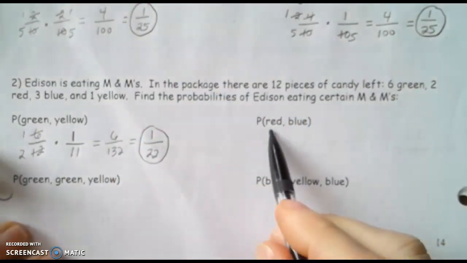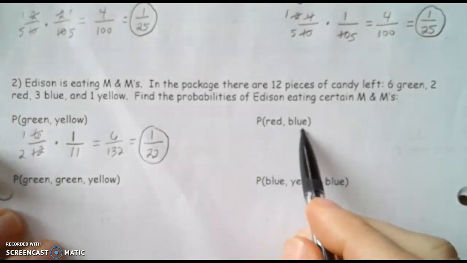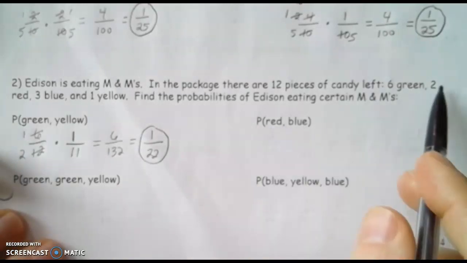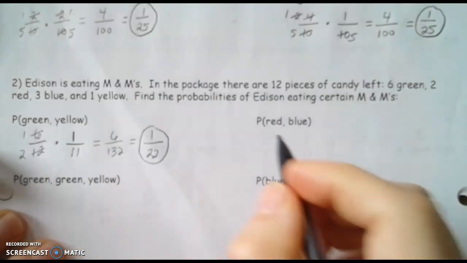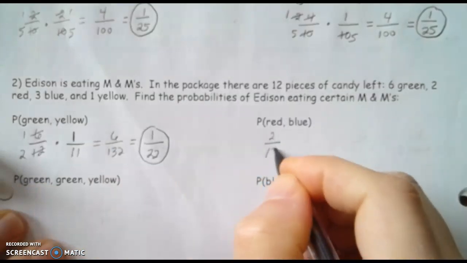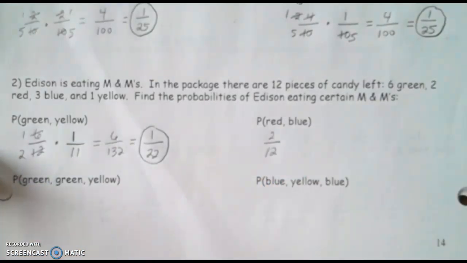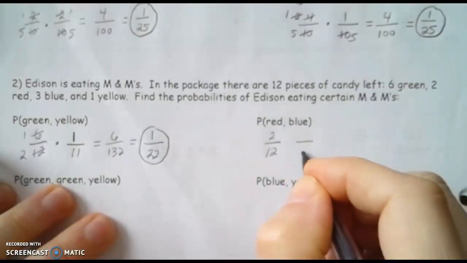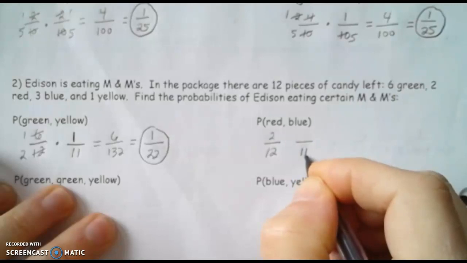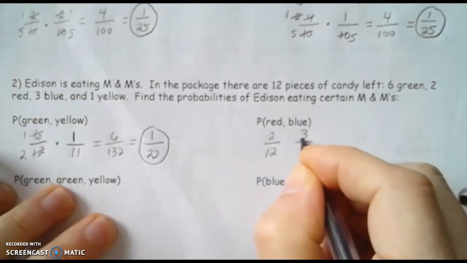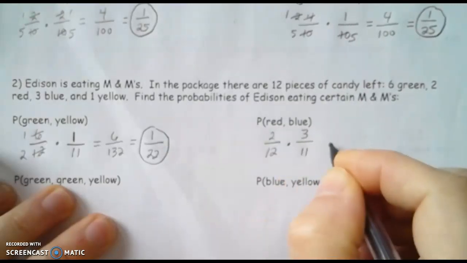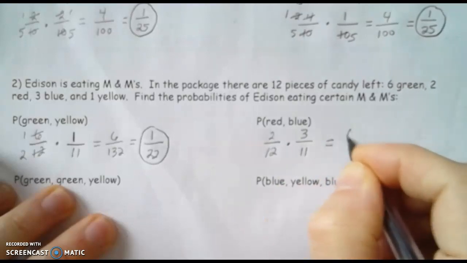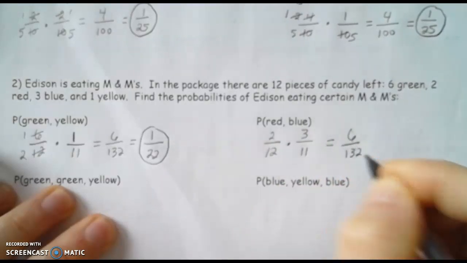If I wanted a red candy followed by a blue candy, okay, red candy first, well, that's 2 red out of the 12 pieces. So 2 out of 12 is the probability to get a red candy. And remember, we're going to eat that red candy. So now for the blue M&M, it's only out of 11 pieces left, and 3 of them are blue. So we're going to do 2/12 times 3/11, which is going to give me 6 out of 132.